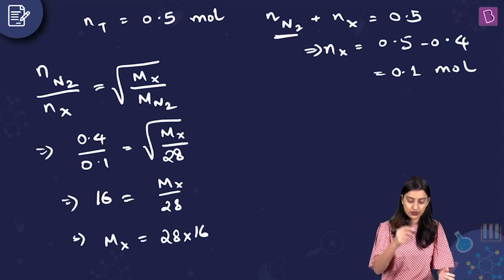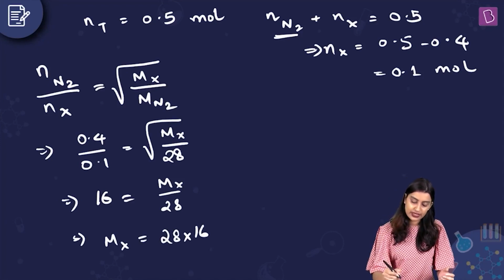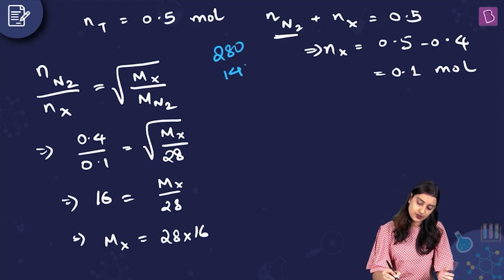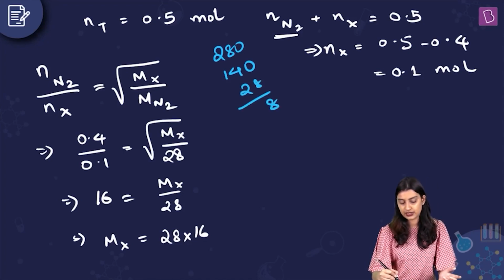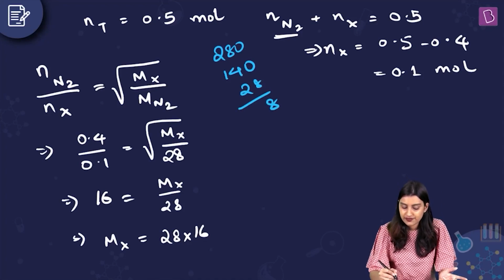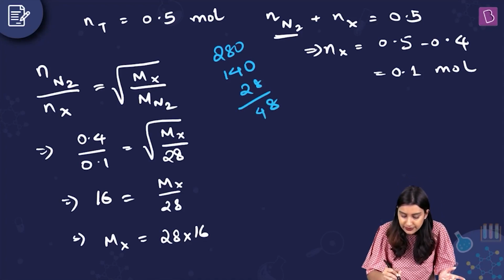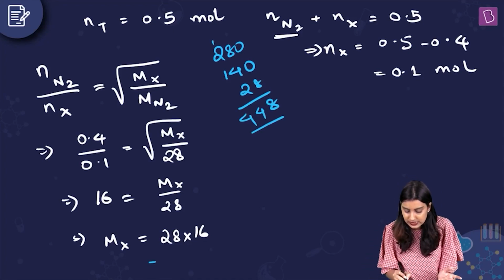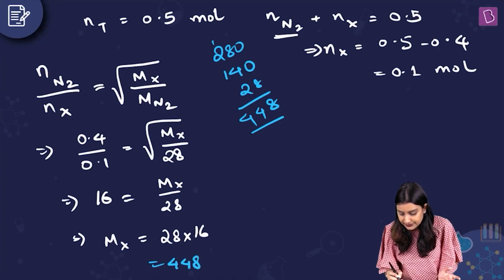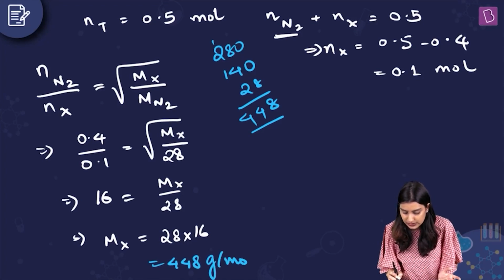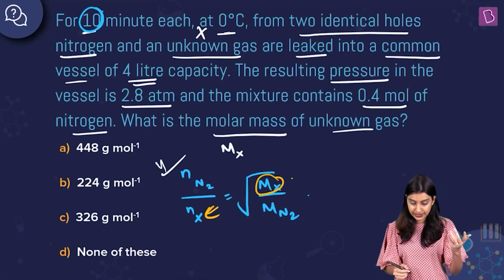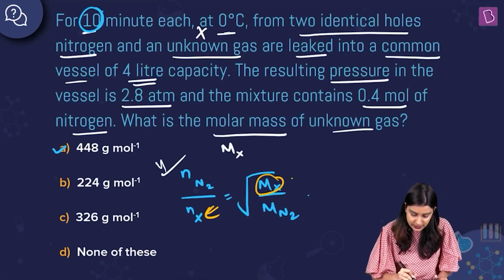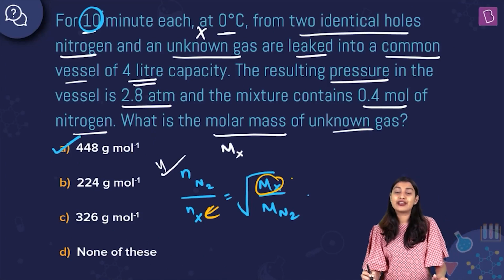Okay, so now what do we have? We have 28 into 16. When you simplify that, you get 280 plus 140 plus 28. So you write 8, you write 12 and 2, 14, and you write 4. So this is coming out to be 448 gram per mole. This is the molar mass of the unknown gas X. It's a pretty heavy gas. So your right answer is option A, 448 gram per mole.